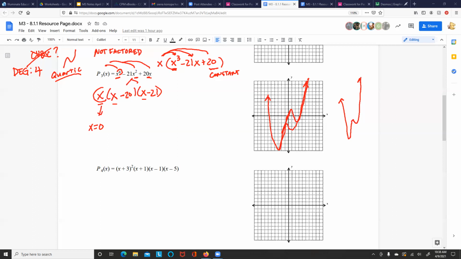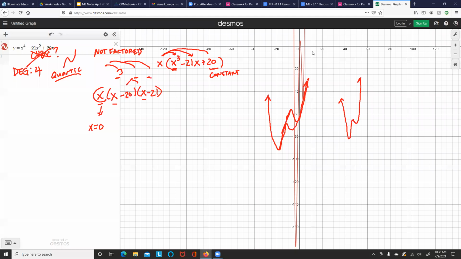Let me go back to Desmos here. 20 and 21. No, it doesn't go through 20 and 21, because that's not how we factor it. So it looks like, there we go. It goes through 1, 0. It goes through 4, 0. It goes through 0, 0. And it goes through -5, 0. Go ahead and copy those down really quickly or put that on your graph before I go to the next screen. So it goes through -5, 0, 0, 0, 1, 0, and 4, 0 in numerical order.